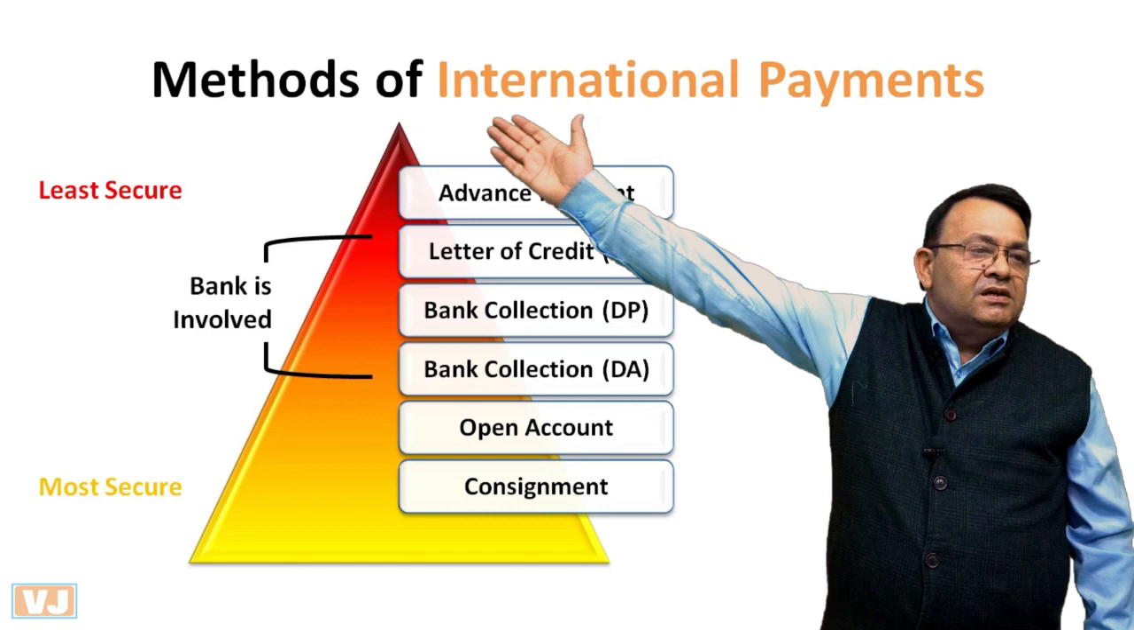So the bank collection is generally of two types. One is the documents against payment, and second is the documents against acceptance. So in the bank collection, the risk of the bank is not there. So what happens when you agree on these bank collection terms with the supplier?